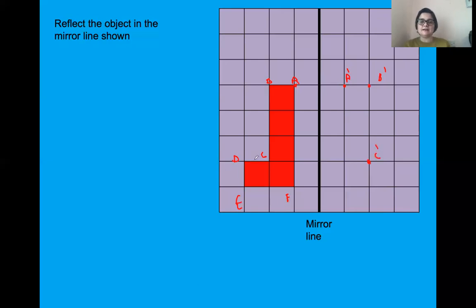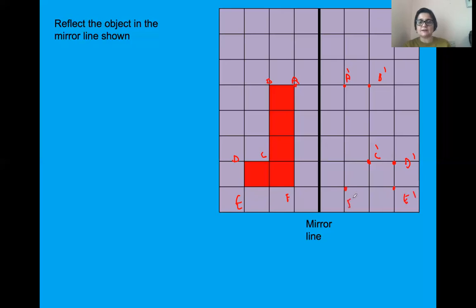And the D, it is 1, 2, 3, so D dash is right there. And then E is 1, 2, 3, E dash is going to be right here. And then F dash is going to be right there.